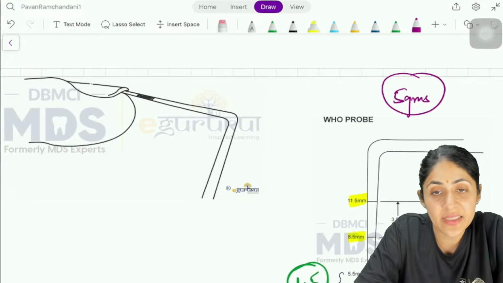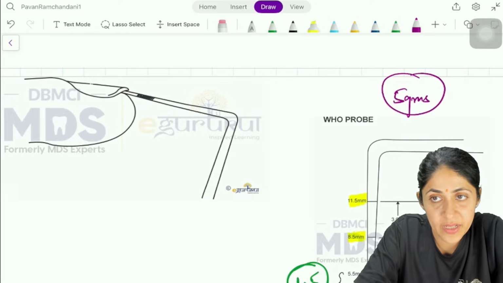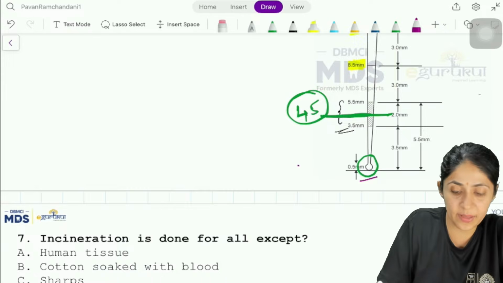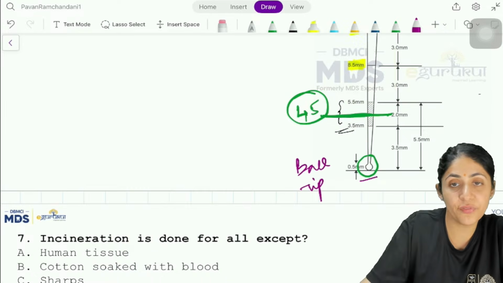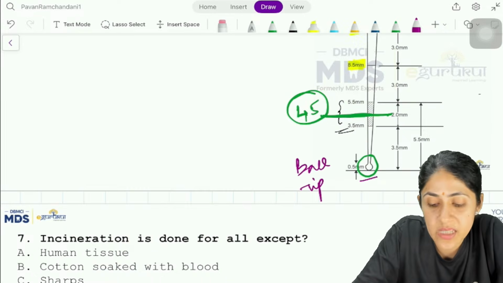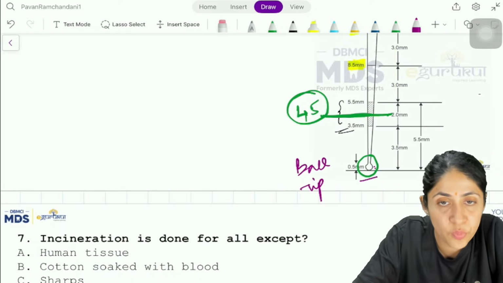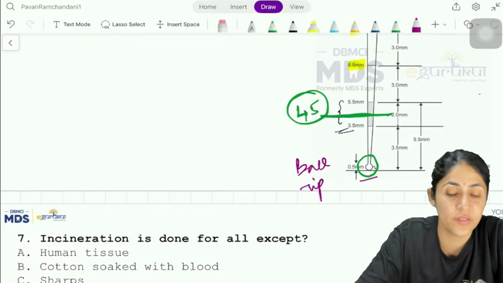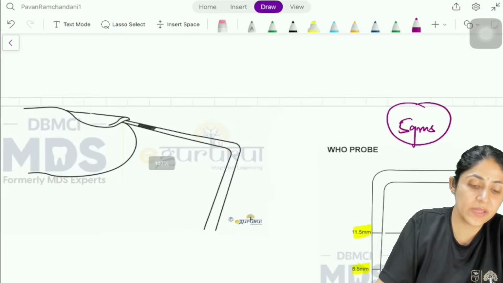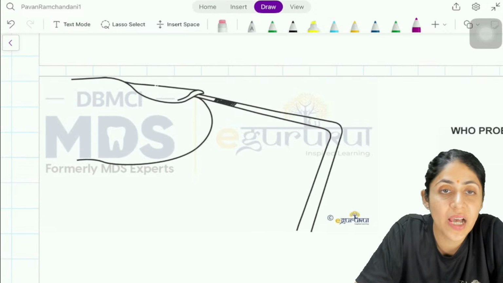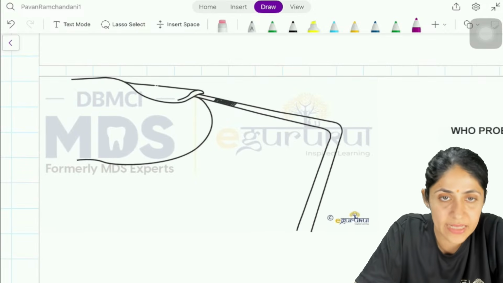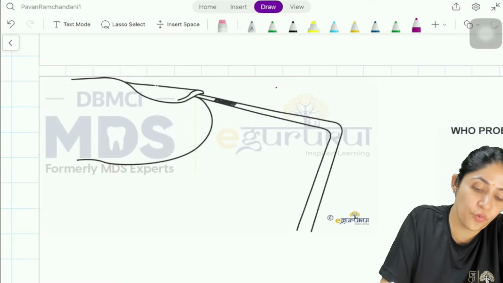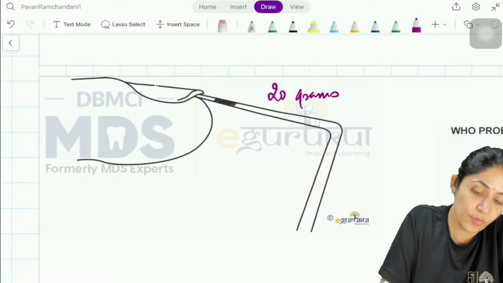Okay, and there is a color coding. The ball tip here is 0.5 mm, and the reason it has a ball is that when you put it in the pocket, it should not damage any of the soft gingival tissues. Okay, this is basically the diagram. This was a question asked in your NEET, and we had covered it in our PhD. They asked how much force is used. So a maximum of 20 grams is used.